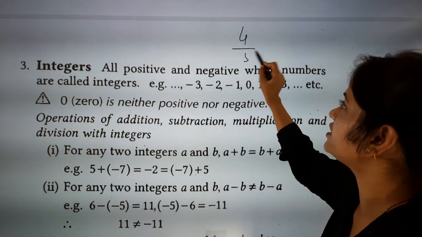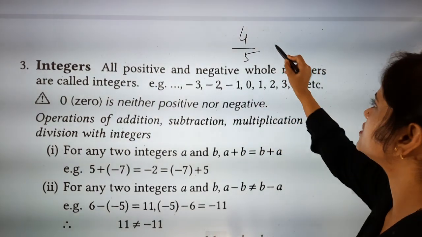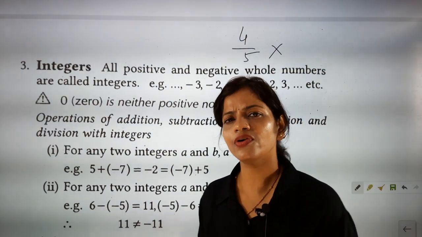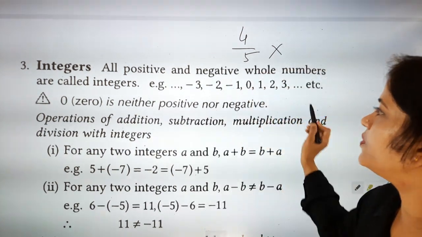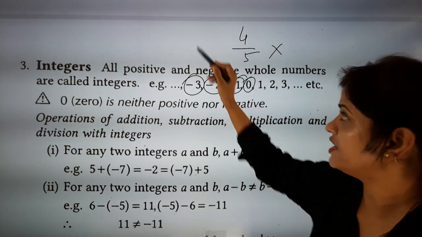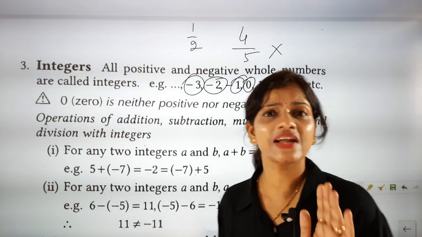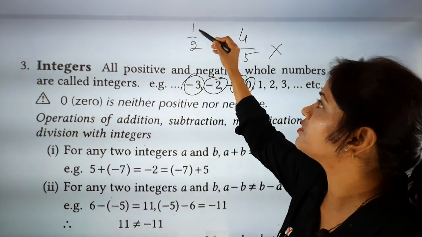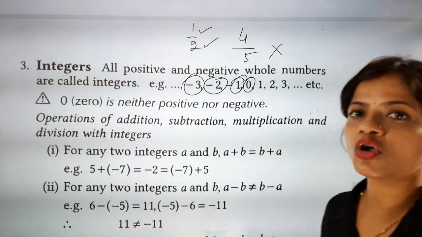Is 4 by 5 an integer? What will be your answer? Yes or no? The answer is no. It is not an integer. Integers never contain any fraction or decimal values. Integers will only contain numbers like -2, -3, -1, 0. If any number like 1 by 2 is there, it is a rational number, which means it is in the form of p by q, or we can say a fraction, but it is not an integer.